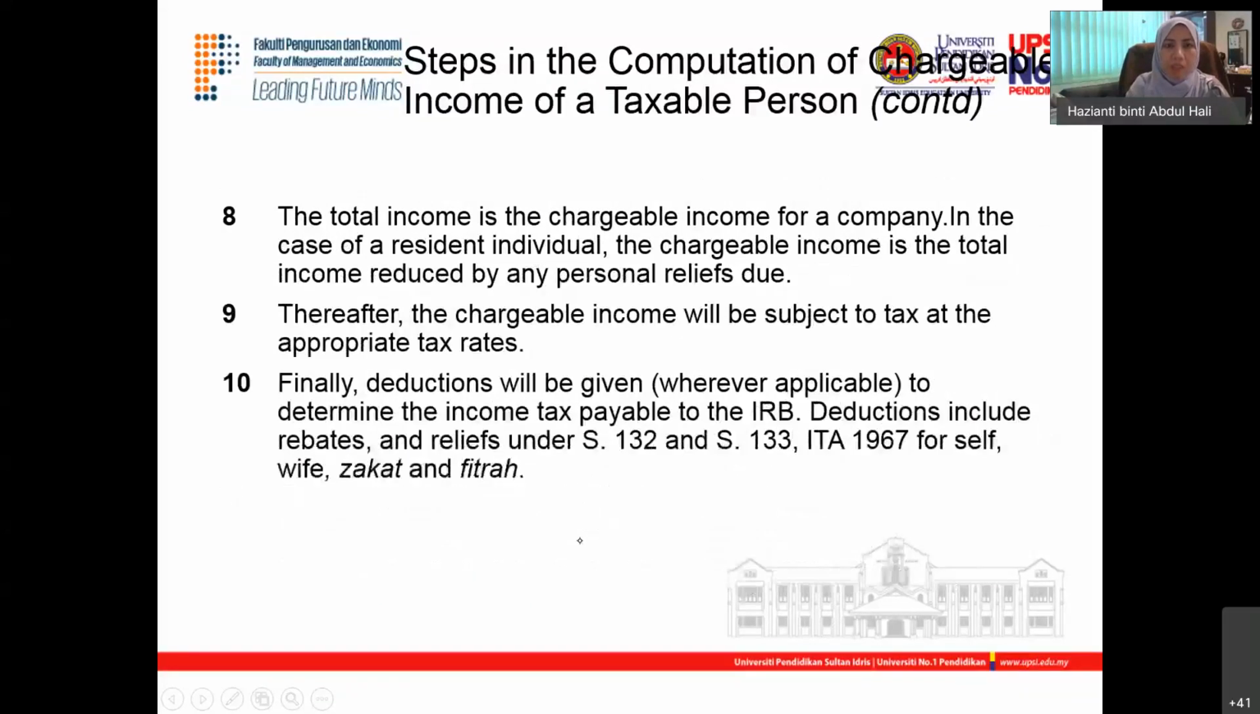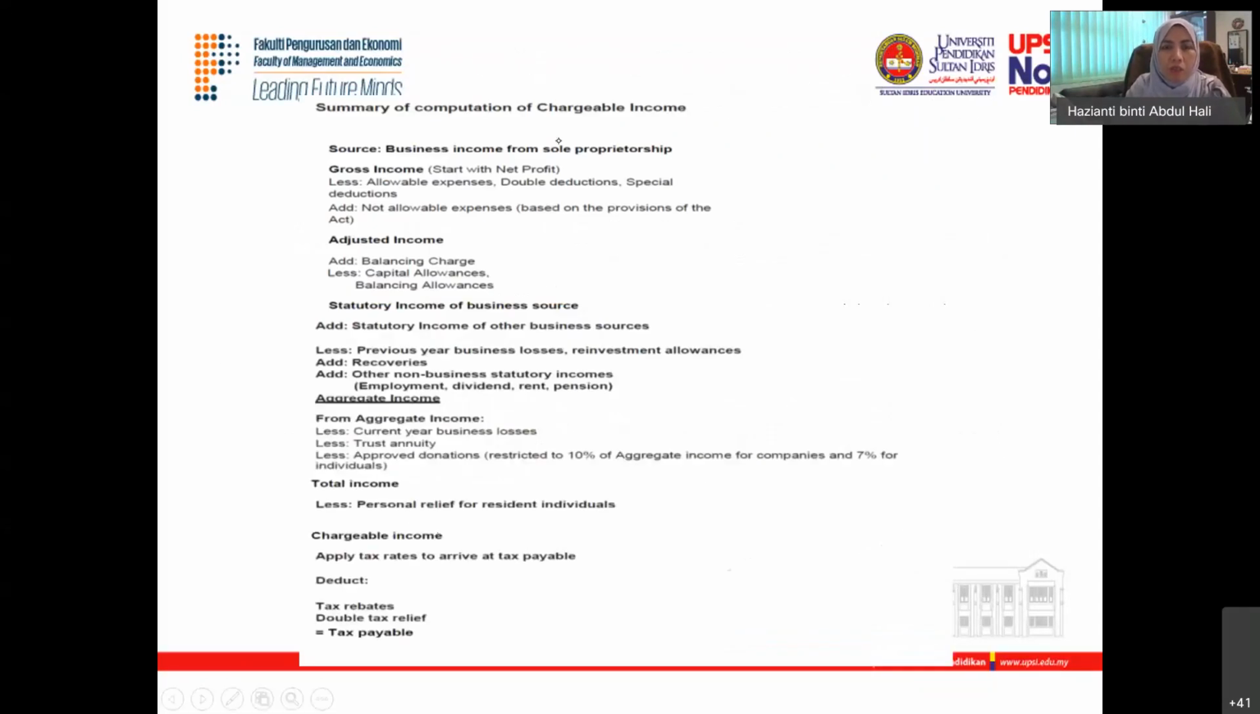So from the total income and then kita pergi ke chargeable income for a company is total income. For our individual, resident individual chargeable income, kita boleh tolak lagi dengan personal relief. And last kali is the deduction dalam bentuk rebates for self, wife and also zakat and fitrah. So this is the summary of computation of chargeable income. Apa yang ada dalam format tadi is the same thing lah. So sampai ke sini recoveries, aggregate income, total income, so personal relief for resident individual, apply tax rate to arrive at tax payable and then kita akan deduct tax rebate kalau ada double tax relief, so that will give us a tax payable. Alright, so this is the example.